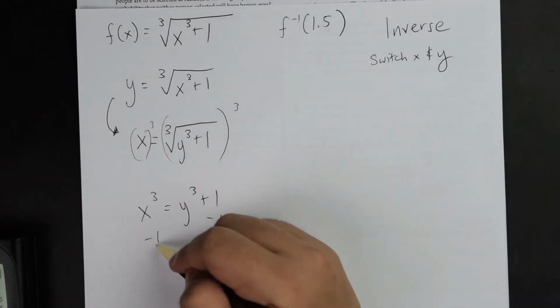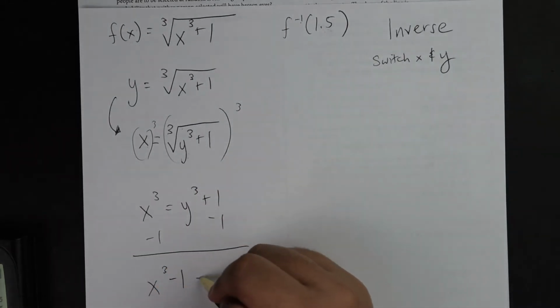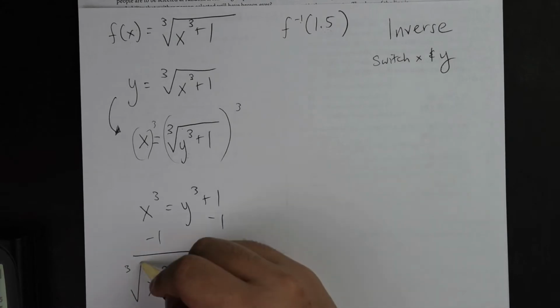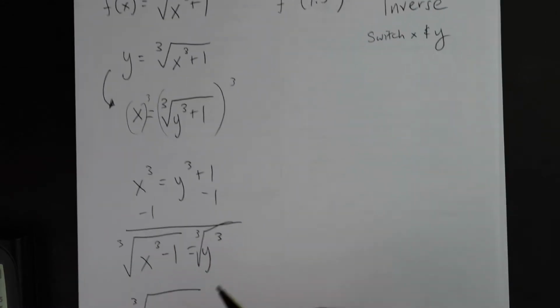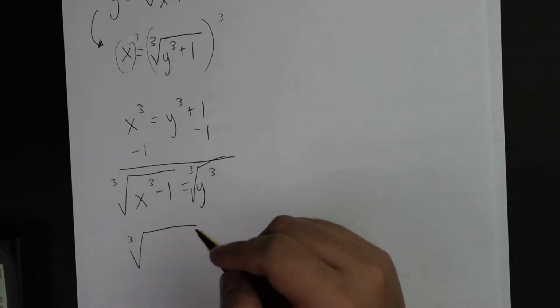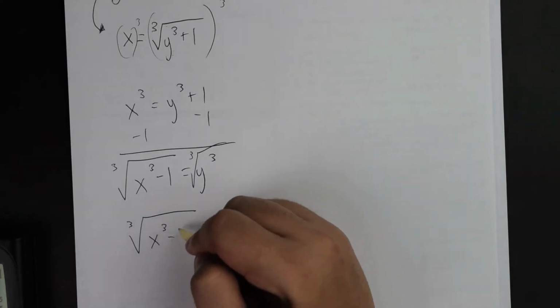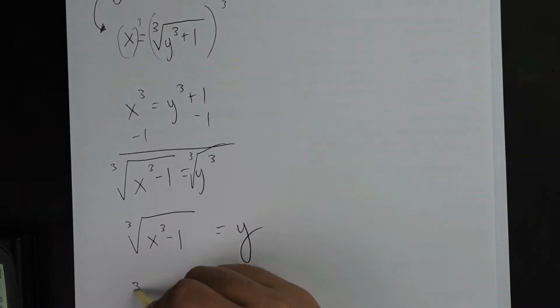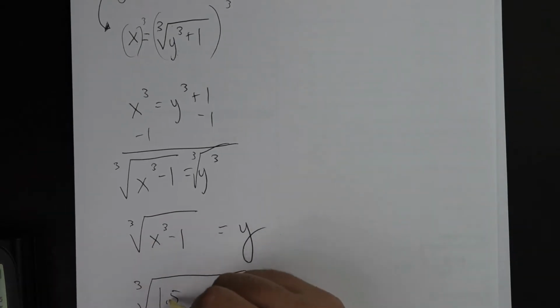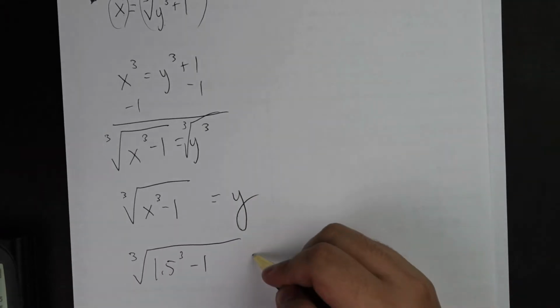Then I have to subtract 1, so x cubed minus 1 equals y cubed, and then I cube rooted both sides. So that ends up being the cubic root of, and I'm going to move this up in case it's getting cut off, x cubed minus 1 equals y. And then I plugged 1.5 into here. So I did 1.5 cubed minus 1.